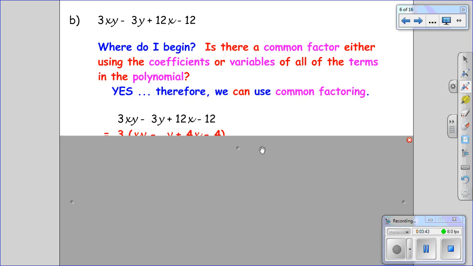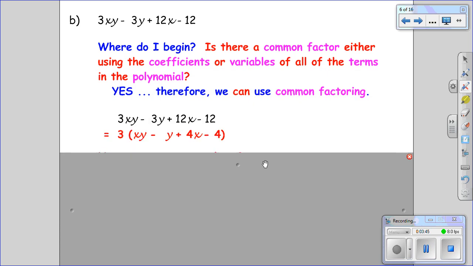Next question, 3xy minus 3y plus 12x minus 12. What's the first question I ask myself? Is there a common factor? And the answer is most definitely yes, because I can see I've got 3, 3, 12, 12. They are all divisible by 3, so I am going to start by factoring that out. And when I divide 3xy by 3, I get xy. When I divide -3y by 3, I'm left with a y. 12x divided by 3 leaves me x, and -12 divided by 3 leaves me -4.